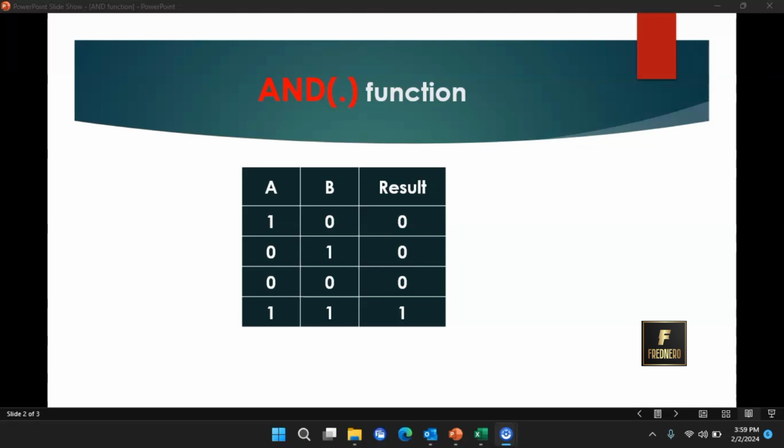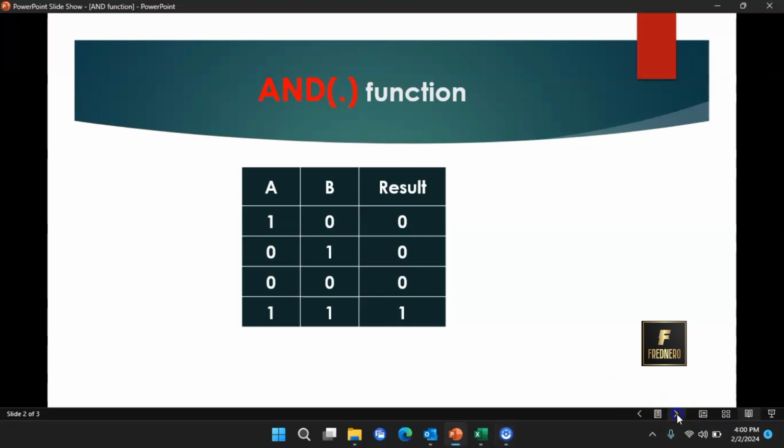What it simply means is that the first one, 1 times 0, means one of the conditions was met while the other was not met. So that's why the result gave you what? False. Same goes to the second one. Same goes to the third row, which simply means no condition was met at all. Now, the last one, both conditions were met. So that's why the result is true. That's how the AND function works.